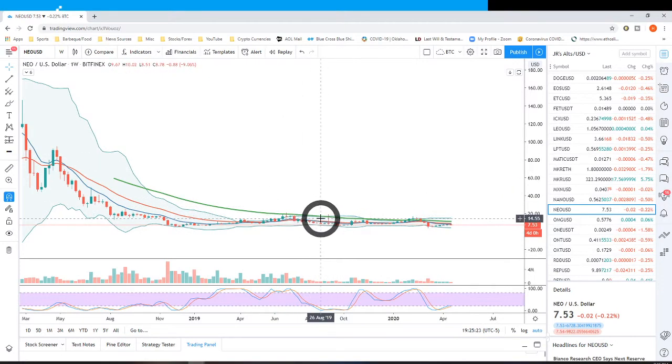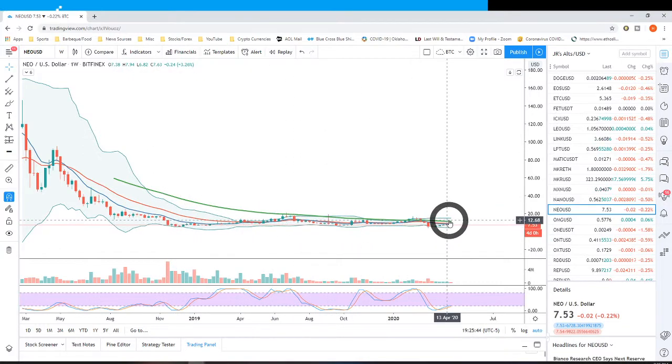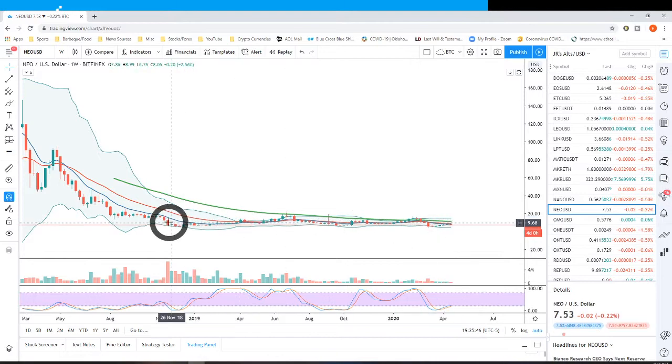Well, I would say we got some major consolidation going on right here on the weekly, right? I mean, we've got consolidation going on since December of '18. Actually, further back than that. This thing's going on a year and a half, a little over a year and a half of consolidation, right?